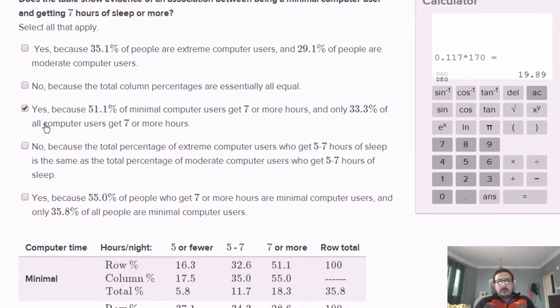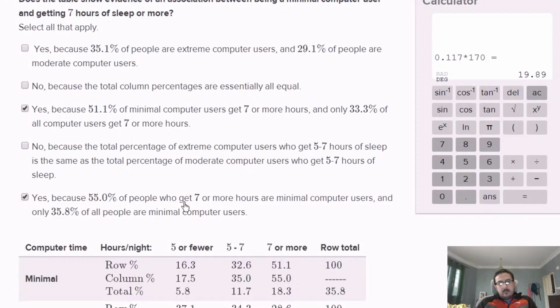No, well, I already said I think it's yes, but because the total percentage of extreme users who get 5 to 7 hours of sleep is the same as the total percentage of moderate computer users who get 5 to 7 hours of sleep, that doesn't really meet, it's not touching on the point that we're looking for. Yes, because 55% of people who get 7 or more hours are minimal computer users, and only 35% of all people are minimal computer users. Actually, I'll go with this as well. Oh yeah, this is a multi-select here, so I could select that one as well.